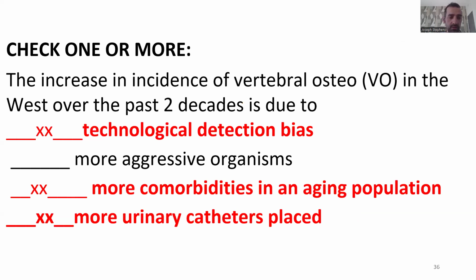Okay. Check one or more. The increase in incidence of vertebral osteo in the West over the past 2 decades is due to 1, technological detection bias, 2, more comorbidities in aging population, and 3, more urinary catheters placed. All 3 of those are true. The only one that's not true is that it's due to more aggressive organisms.